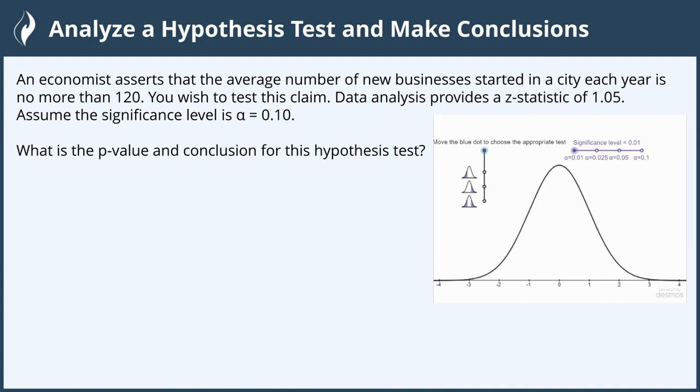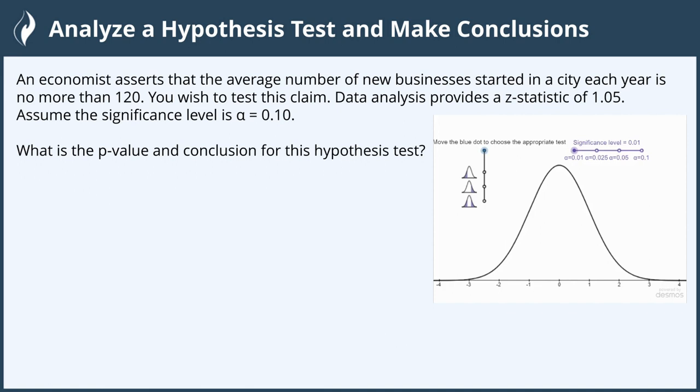An economist asserts that the average number of new businesses started in a city each year is no more than 120. You wish to test this claim. Data analysis provides a z-statistic of 1.05. Assume the significance level is alpha equals 0.10. What is the p-value and the conclusion for this hypothesis test?